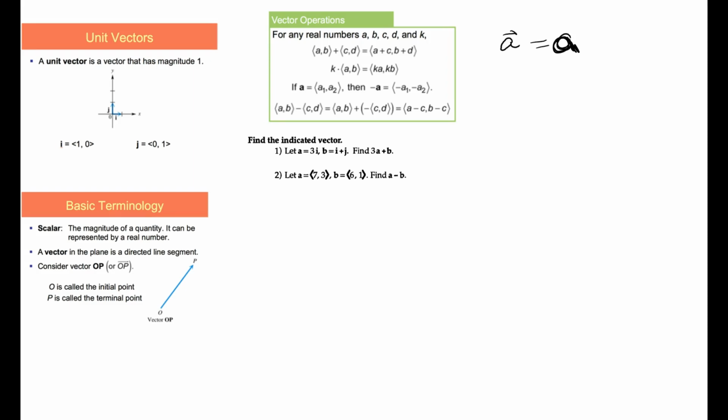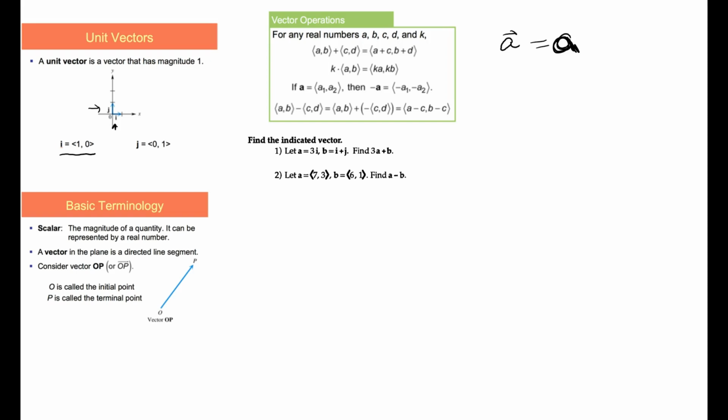Okay. And then they say it's 3i. Well, where are they getting this i from? It's what they call a unit vector i, and it's the vector 1, 0. And then the vector j is 0, 1, and it's this vector going upward, okay, 0, 1. So that's what they're talking about here when they say A equals 3i and B equals i plus j. So then they say find 3A plus B.